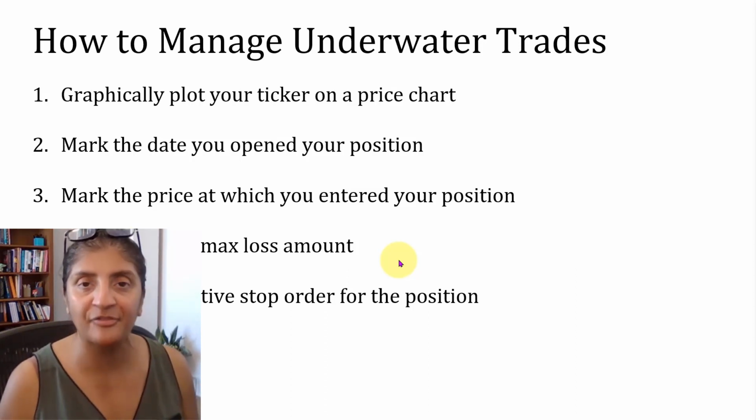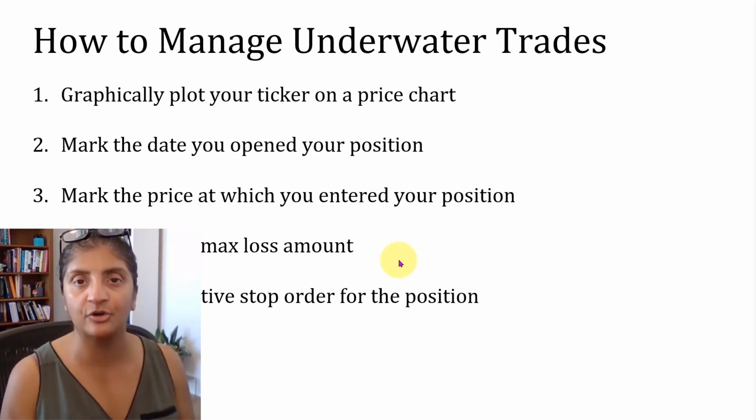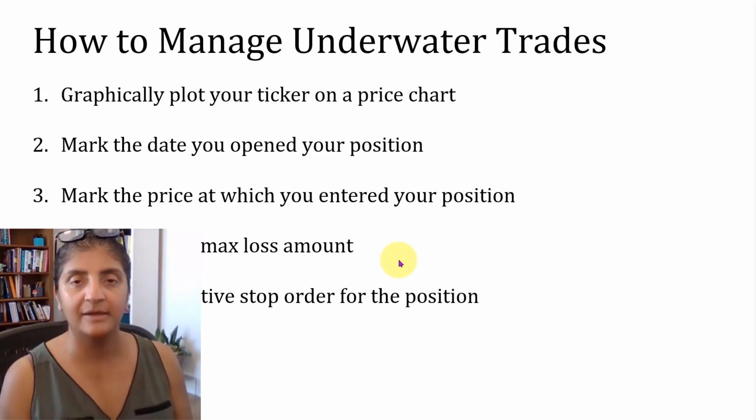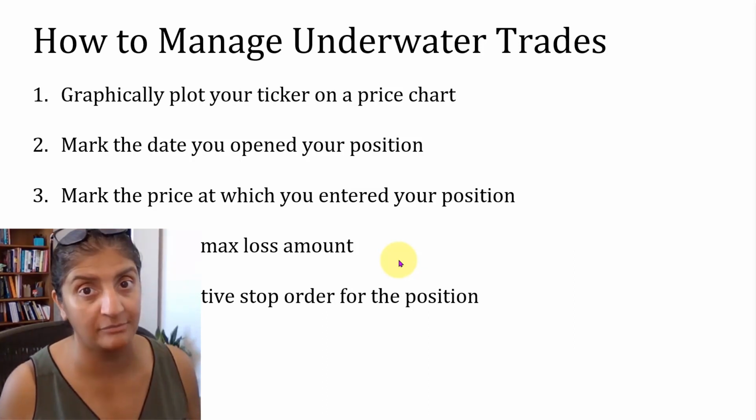So get back out there, face those trades, guys. It's not as painful as it seems. Face the trades that are underwater, that are losing money, and make sure that you deal with them instead of just letting them rot and destroy your portfolio.